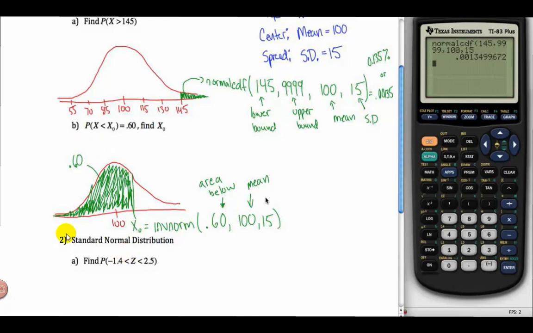If we're trying to find what value is 60% of the data less than, well, again, we go to second vars, we bring up this distribution, and we do inverse norm. This is the percentile formula we're going to see, and we put in our area that's under the curve. So 60% is below what value? What is our mean and what is our standard deviation? And we would get an answer.